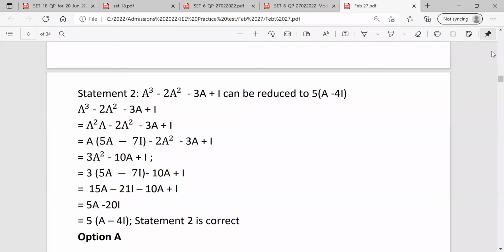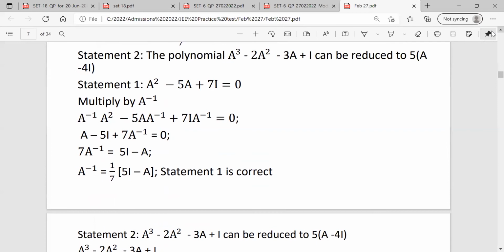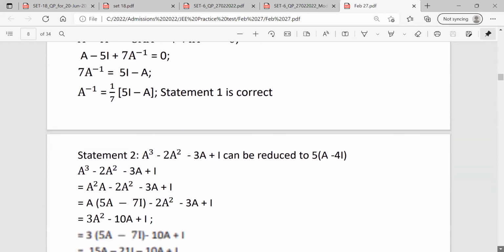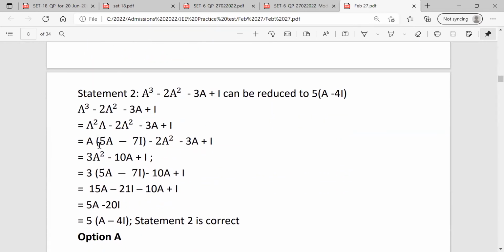A square is 5A minus 7I, which comes from the first part. The first statement is A square minus 5A plus 7I equal to 0. From this, I can have the value of A square. So A square is equal to 5A minus 7I. So I'm going to substitute that here. So A multiplied by (5A minus 7I), minus 2A square minus 3A plus I. Here I have 5A square minus 2A square, so I'll have 3A square. Then minus 7AI and minus 3A. So minus 7A and minus 3A becomes minus 10A, and here I have I.